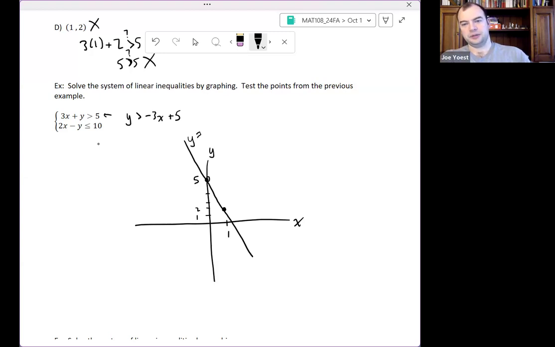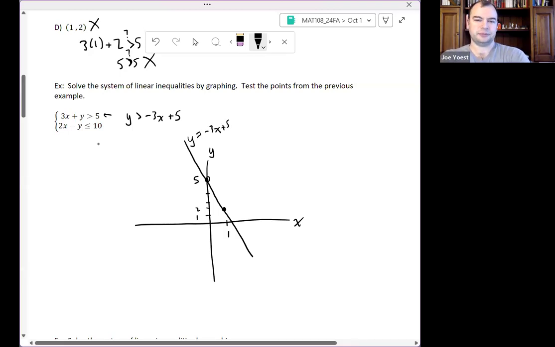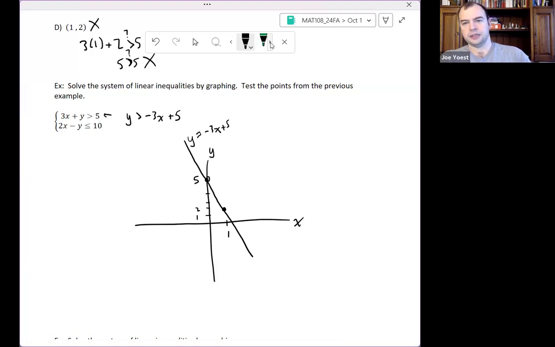So this is y equals negative 3x. I keep wanting to leave off that negative plus 5. Now we're going to come back and adjust some of this in a bit, but we're just getting the basic idea written out now.